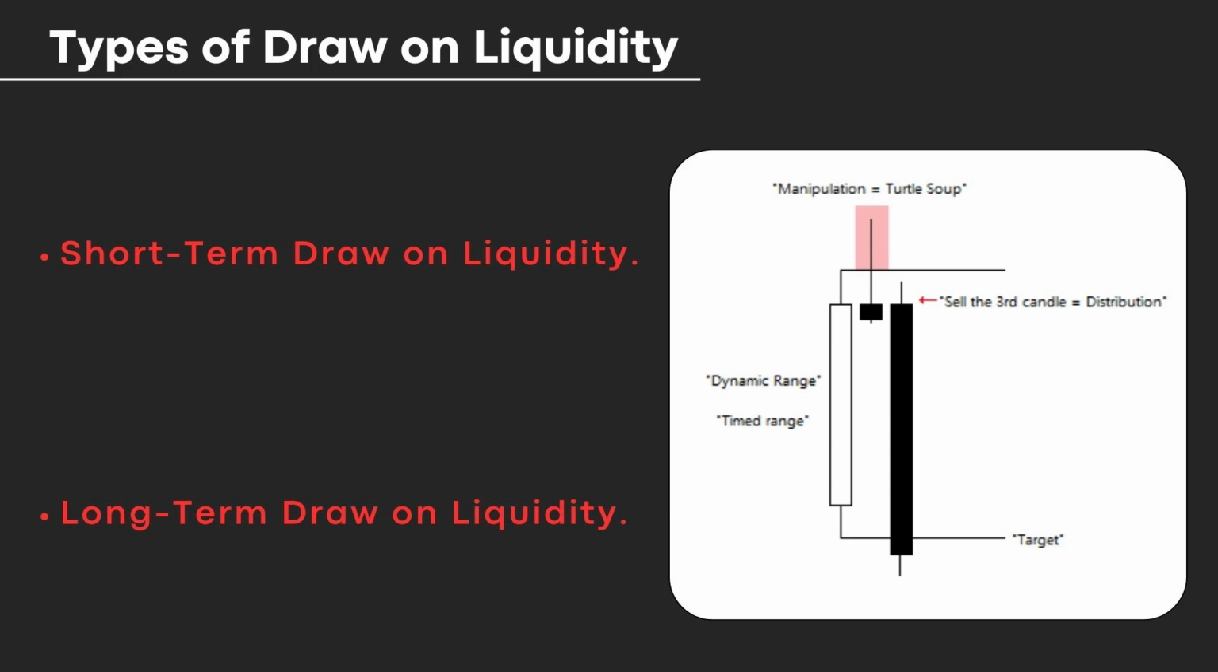In this part of this chapter, I'll explain what each type of drawn liquidity stands for, what their core differences are, and what purpose each one serves. The first type we've got is short-term drawn liquidity, and the second type is long-term drawn liquidity.